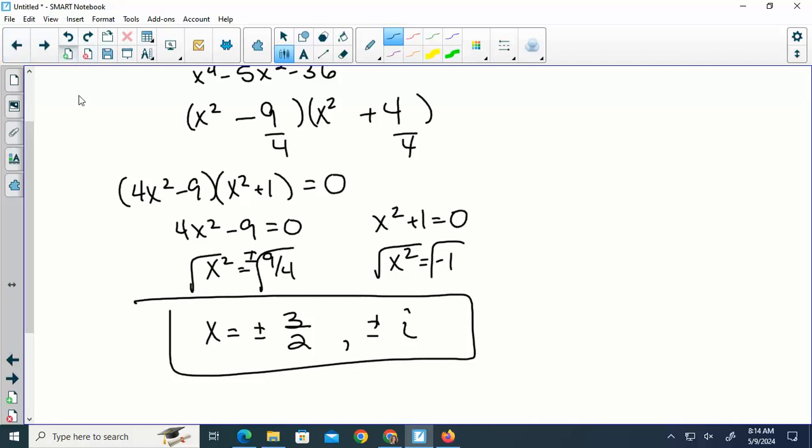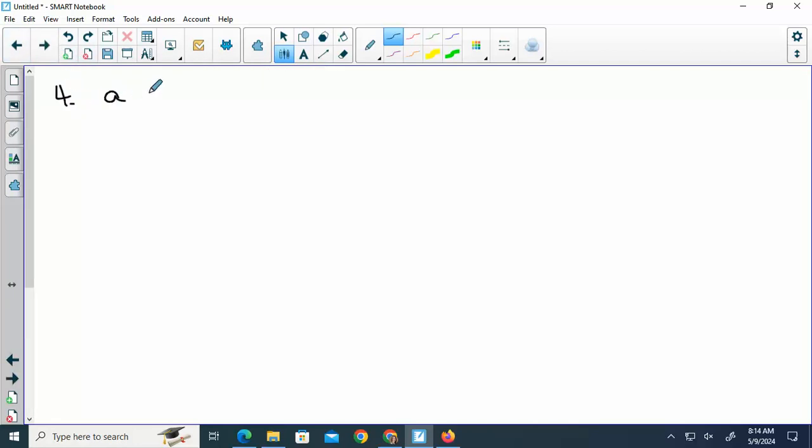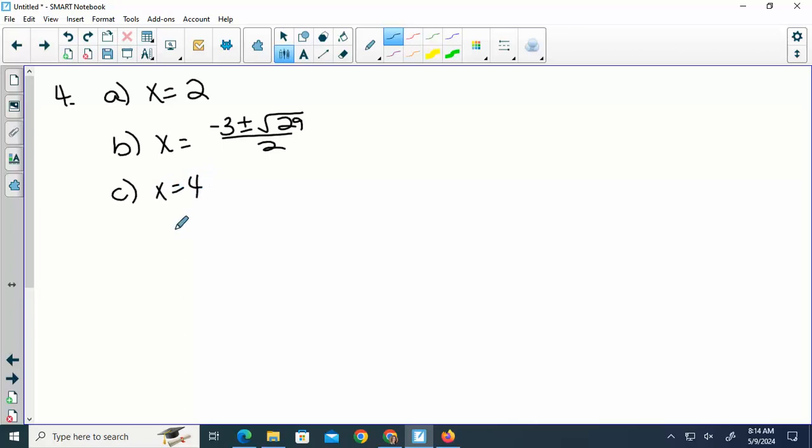All right, number 4. Let's see what we need to work out here. A, you should have gotten x equals 2. You actually got -5 and 2, but you have to check them, and they don't both work. B, -3 plus or minus the square root of 29 over 2. C is 4. You also had a 3/4, but when you check, it didn't work. And D, 5/3 and 3/2. Do we need to work out any of those?